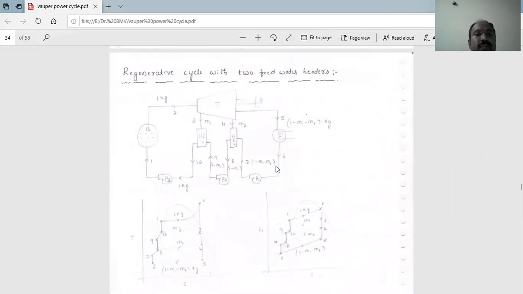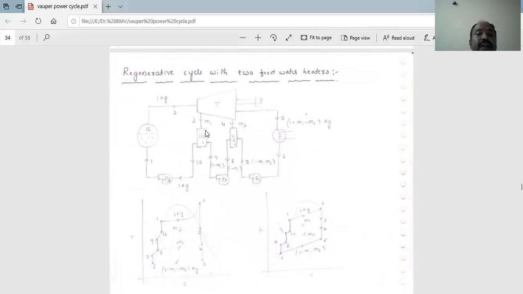Now we will discuss the regenerative cycle with two feed water heaters. As the name indicates, there are two feed water heaters here, heater 1 and heater 2. In the last topic we discussed only one feed water heater, but in this case study we will have two heaters, heater 1 and heater 2.